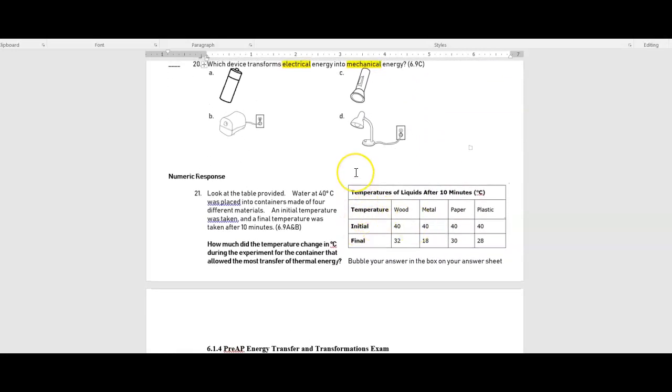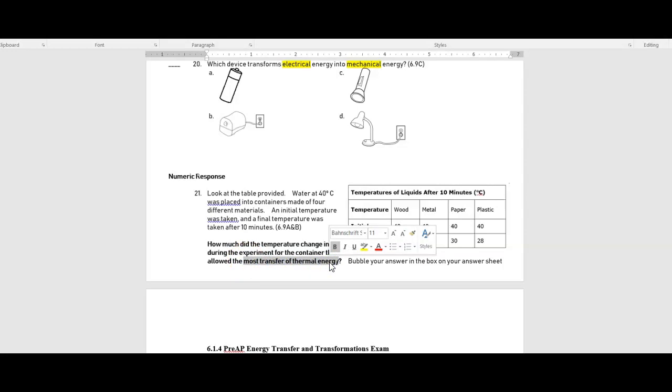Finally, you have a numeric response on this one. So you're going to bubble your response and read this one really carefully. It's kind of easy to make a silly mistake, so be careful. Look at the table provided. Water at 40 degrees was placed into containers made of 4 different materials. An initial temperature was taken and a final temperature was taken after 10 minutes. How much did the temperature change in degrees Celsius during the experiment for the container that allowed the most transfer of thermal energy?